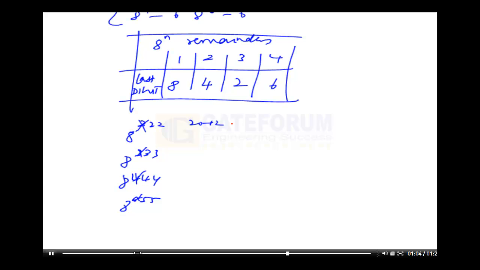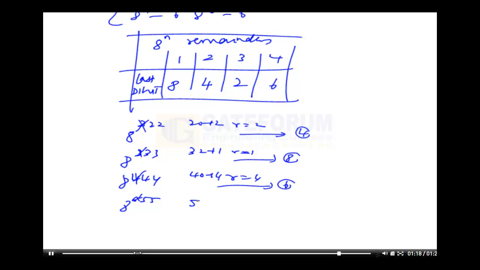This is 20 plus 2, remainder 2 will end in 4. 32 plus 1, remainder 1 will end in 8. 40 plus 4, remainder 4 will end in 6. 22 plus 3, remainder 3 will end in 2.